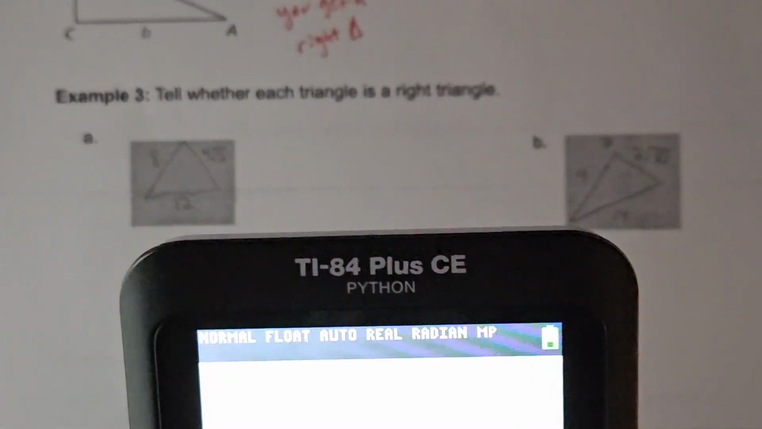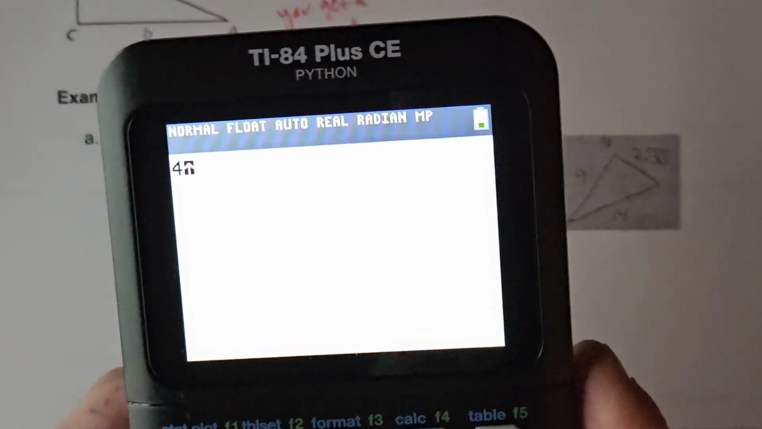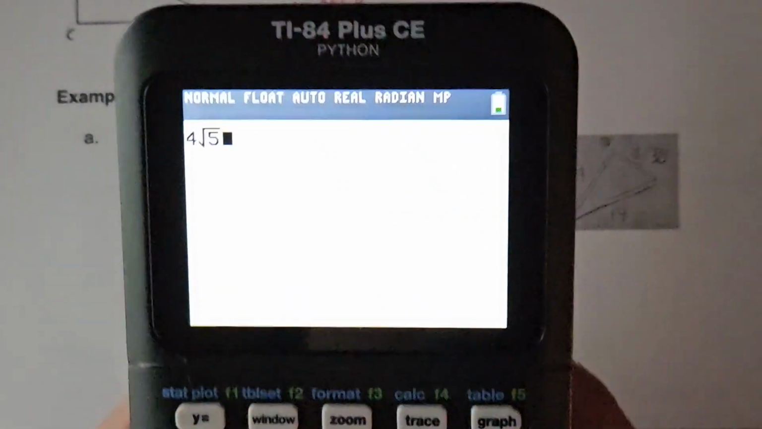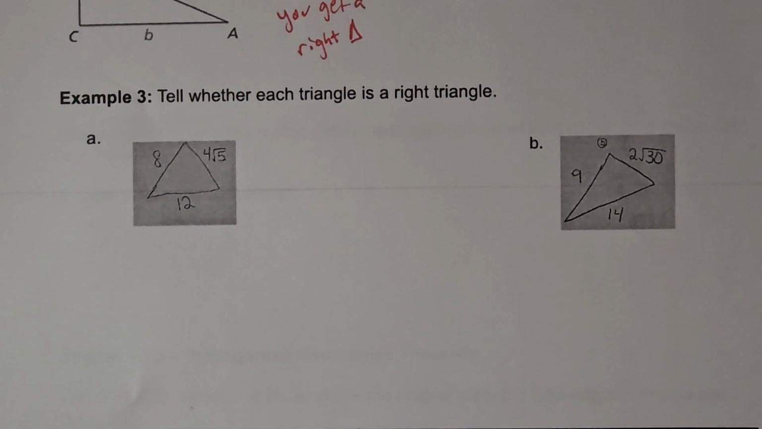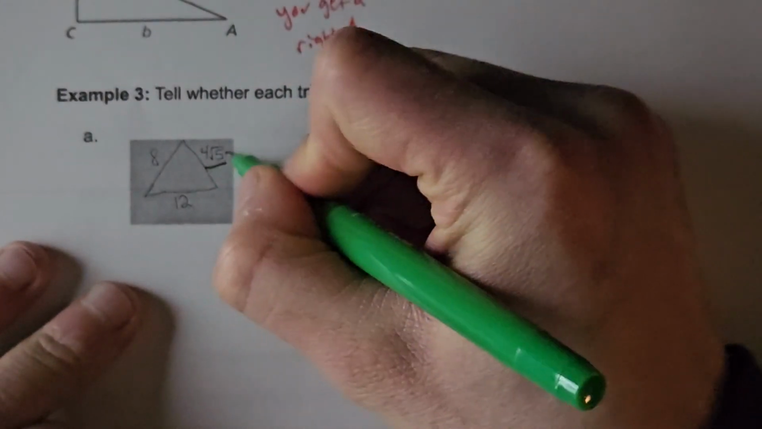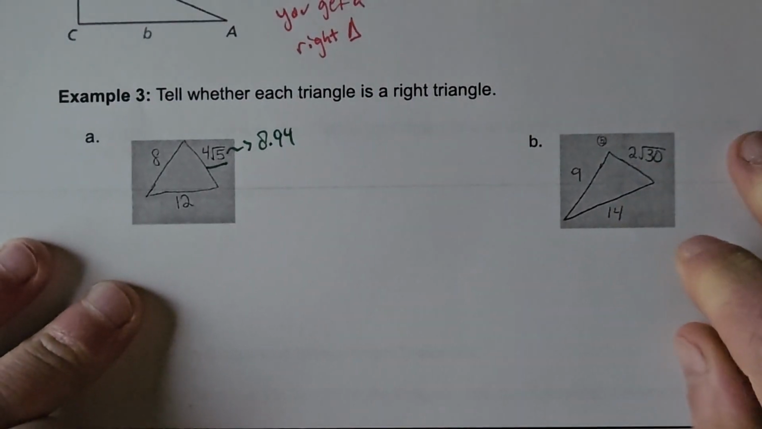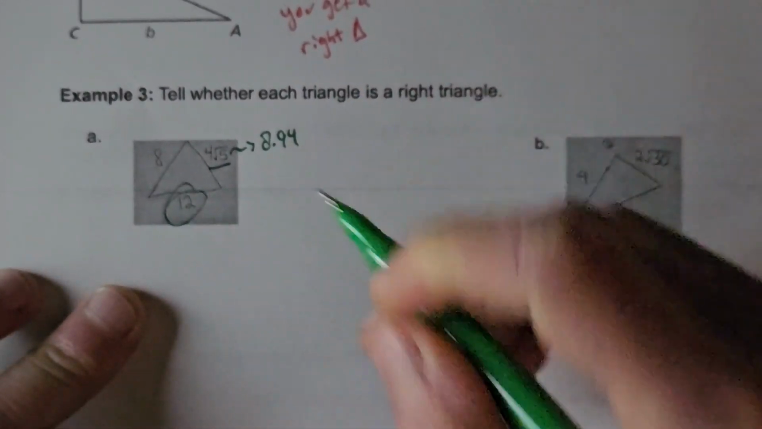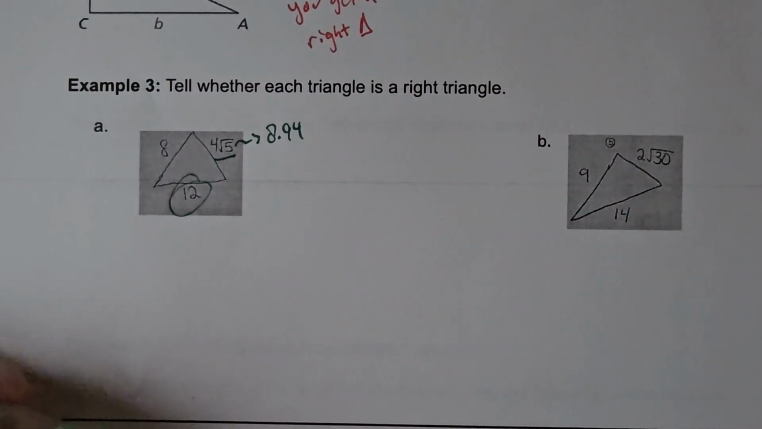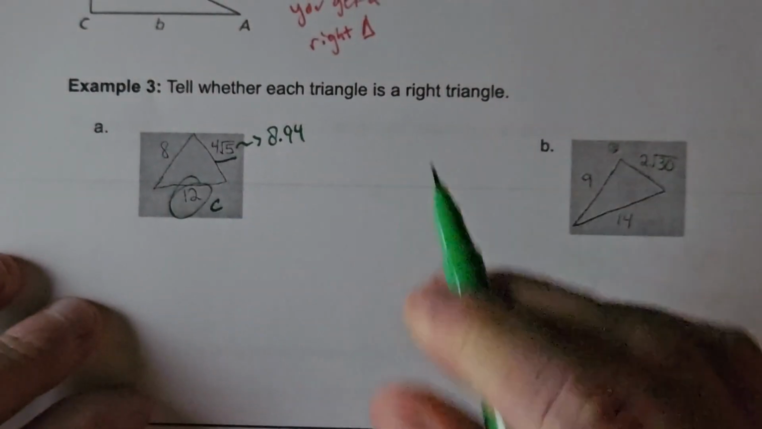This brightness is very big. So we'll do 4 square root of 5. And we get 8.944. So this is 8.94. And which one's the biggest side? Well, 12 is the biggest side. That is definitely the biggest one. So that means that is going to be my c value.